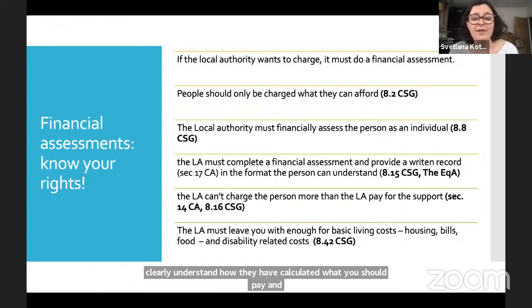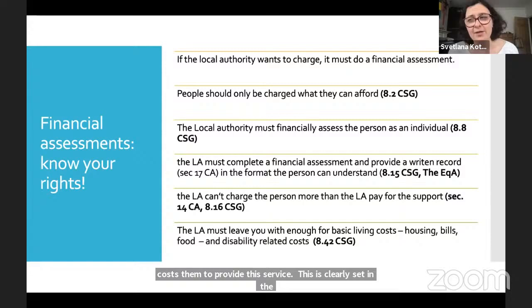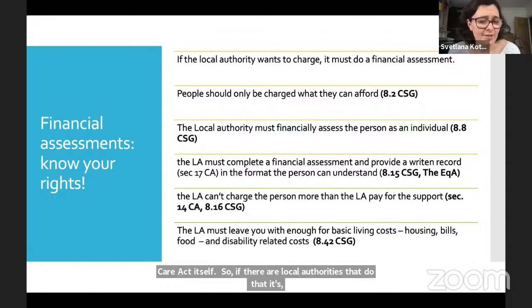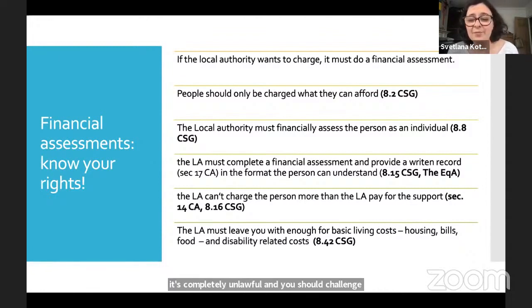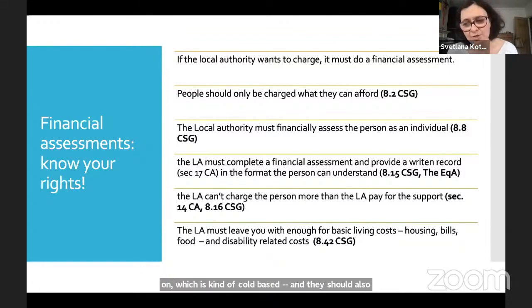The local authority cannot charge you more than what it costs them to provide the service. This is clearly said in the Care Act itself. So if there are local authorities that do that, it's completely unlawful, and you should challenge this. The local authority must leave you with enough money to live on, which is called the base, and they should also disregard your disability-related costs.